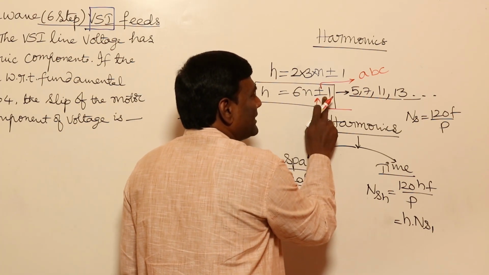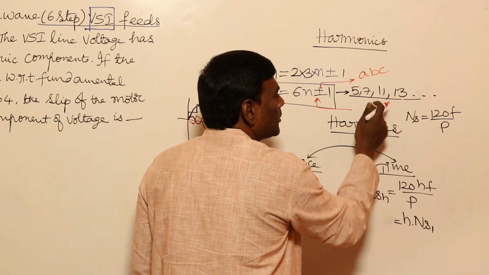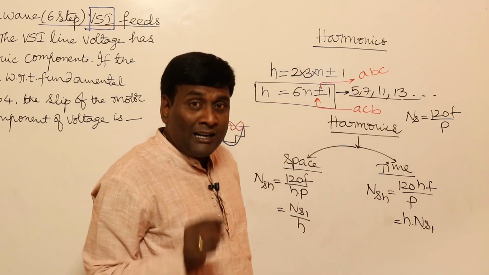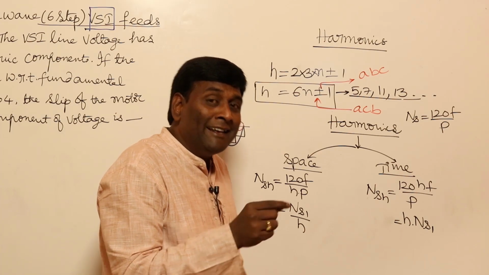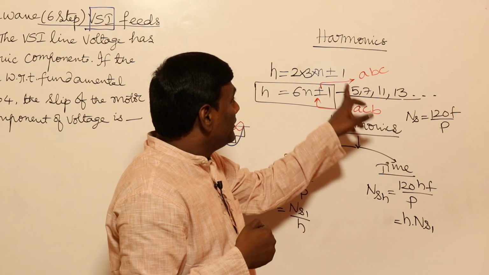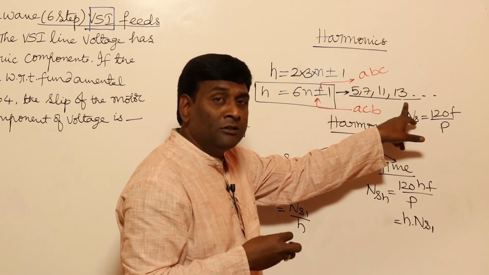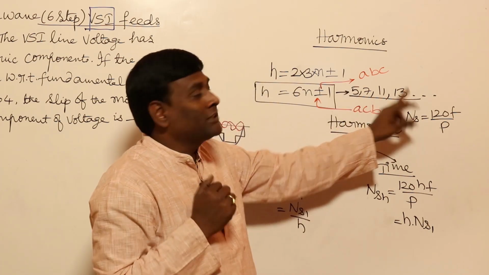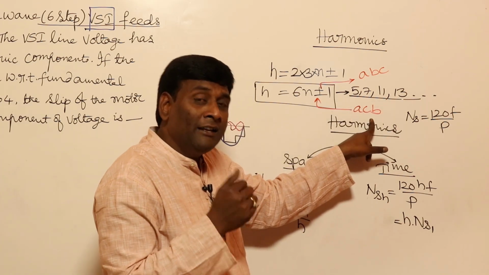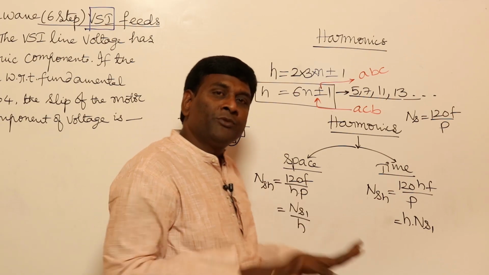Now if you use minus, in the sense of the 5th harmonic, 11th harmonic, the phase sequence is going to be ACB. This means that if the fundamental RMF is rotating in the anti-clockwise direction, my 7th harmonic and 13th harmonic will also rotate in the anti-clockwise direction only, but the 5th and 11th ACB phase sequence RMF will rotate in the opposite direction. Problem solved.